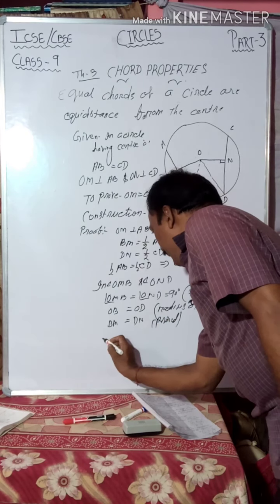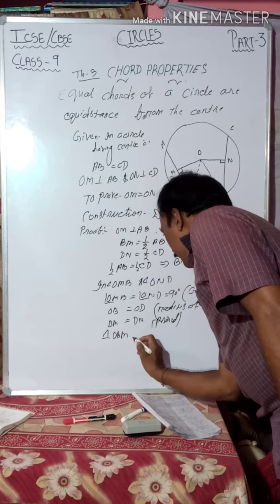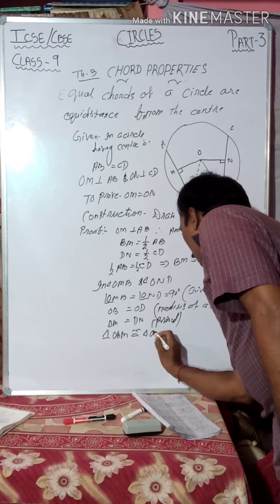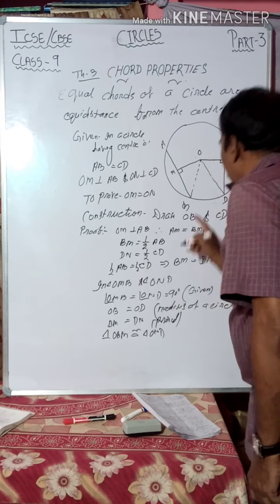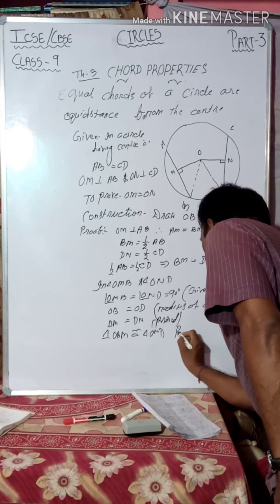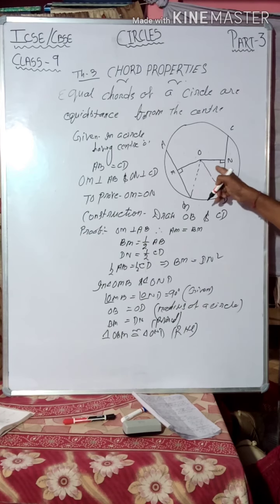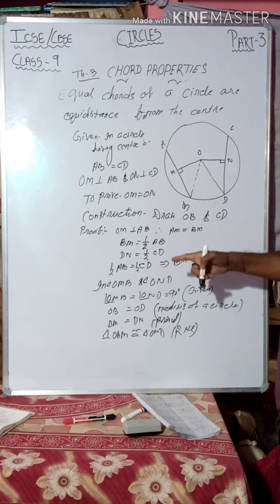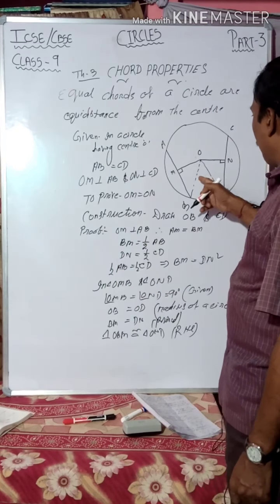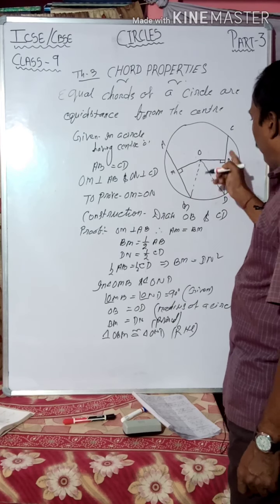So triangle OBM is congruent to the triangle OND, by right angle hypotenuse side, RHS. So two triangles are congruent to each other. The rest components are equal, but we need one component, OM is equal to ON.